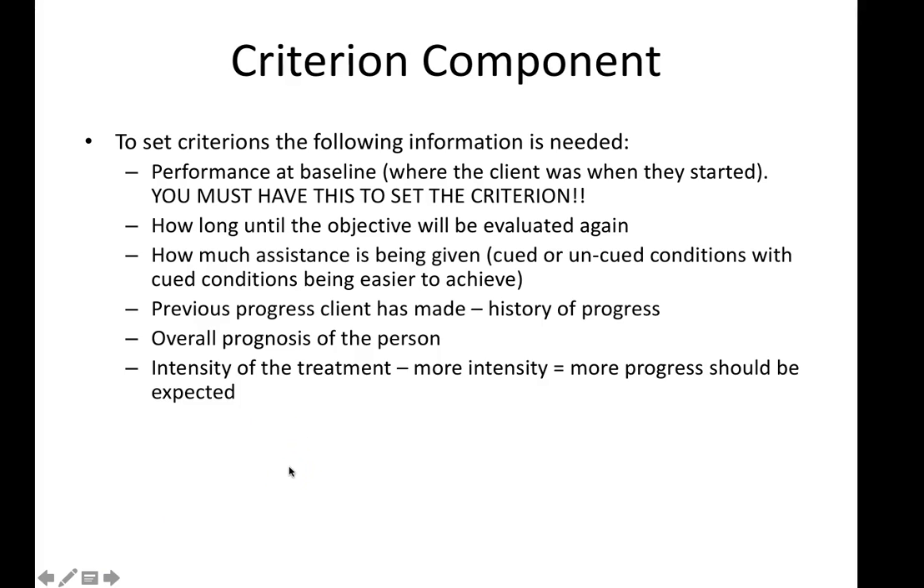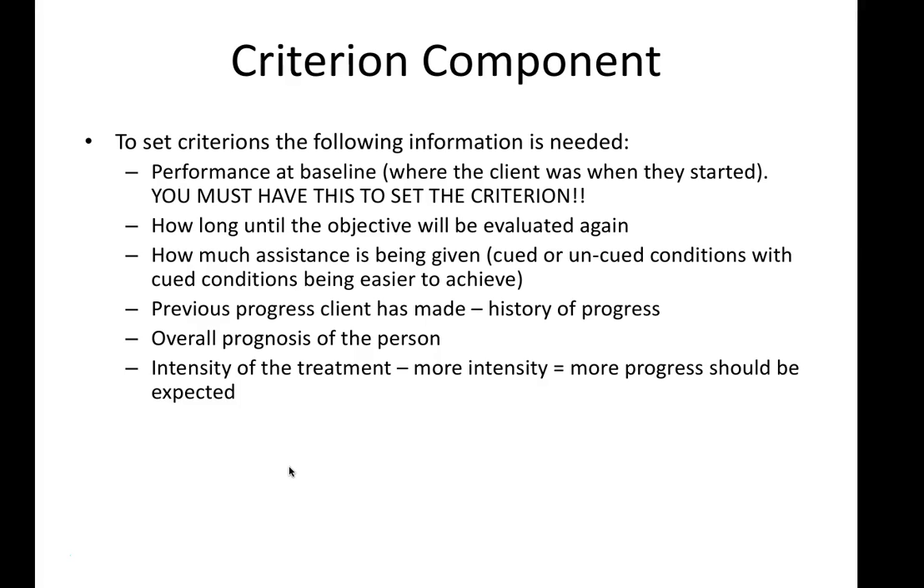To set criterions, you need the following information. Before you set the criterion, do not ever automatically set a criterion at 80%. Ever. That is folklore. Don't do it. To set the criterion, you have to know the performance at baseline. So if the patient started at 85%, it would make no sense to set the criterion at 80%. So you need to know the baseline before you start and set the criterion. You have to establish the baseline. You have to have the baseline set before you set the criterion.